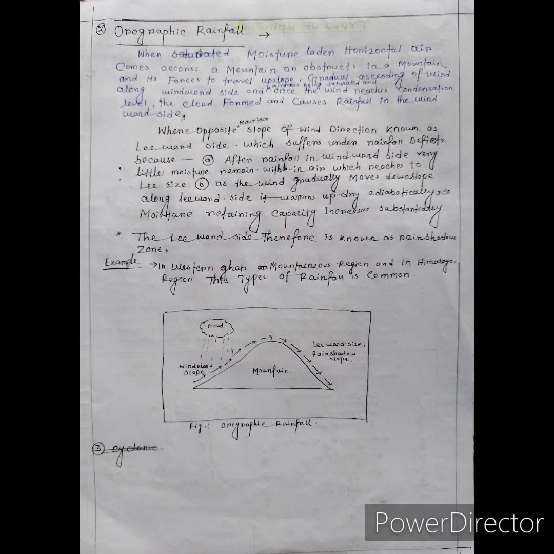and this gradual ascending of wind along the windward side becomes saturated, and it reaches the condensation level, and after that clouds are formed and cause rainfall on the windward side. While the opposite mountain slope, in the wind's direction, known as the leeward side, suffers under the rain shadow effect, because after rainfall on the windward side very little moisture remains within the air.